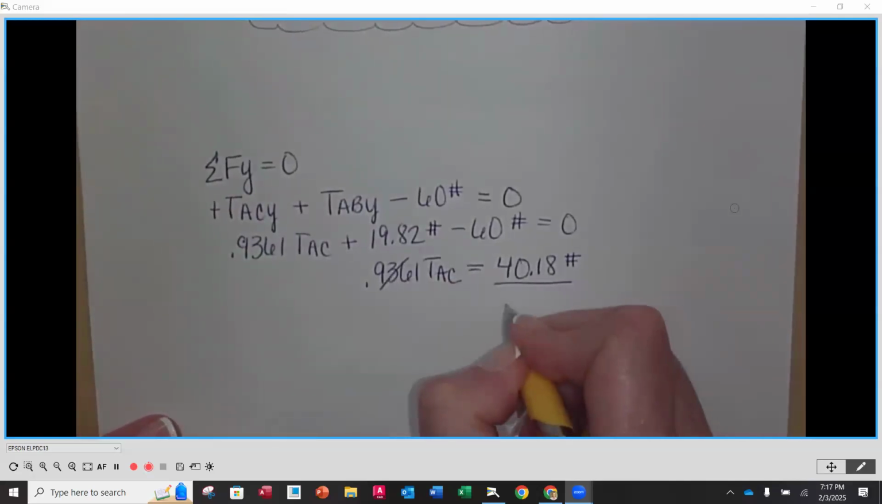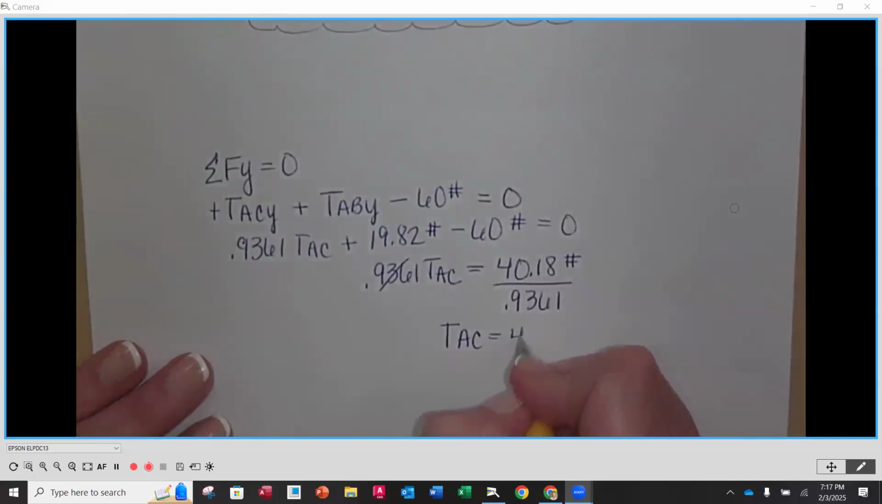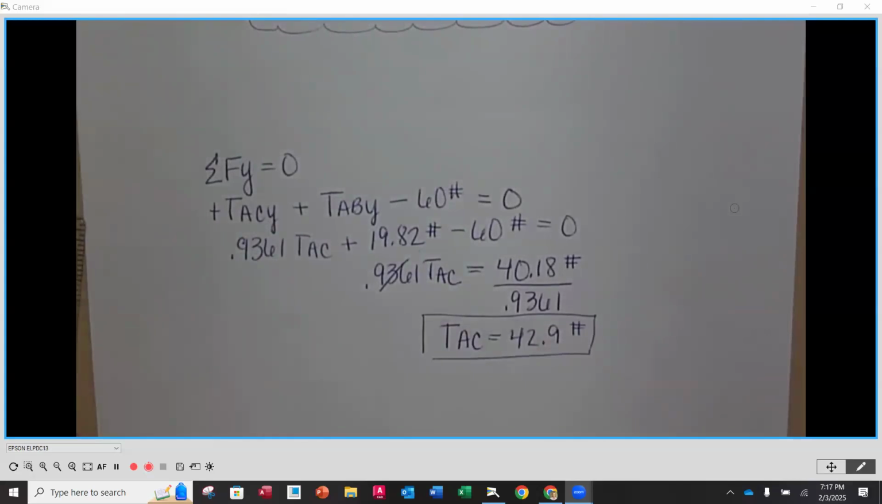So I can divide both sides by 0.9361. So my TAC should be 42.9 pounds. And it's along that line at that angle beta. Okay. So the angle or the direction is identified in our illustration. Okay. So this is one of the unknowns. We wanted to find all the tensions in the cable. So this was the unknown tension, TAC.